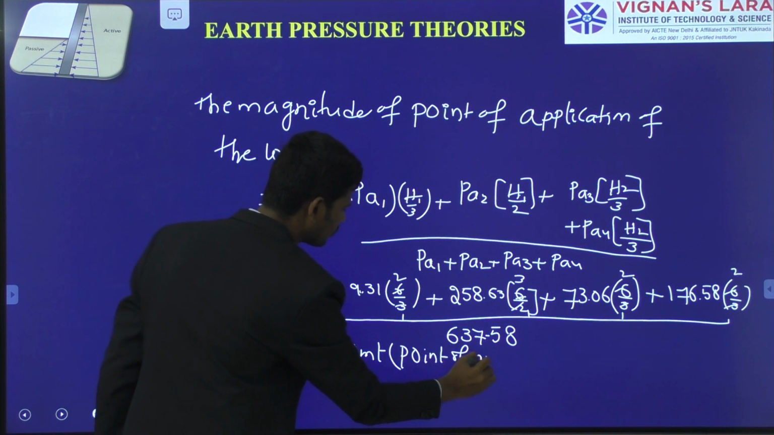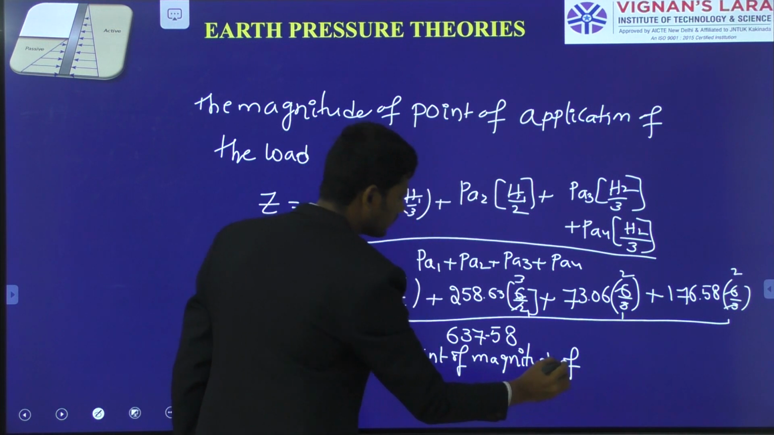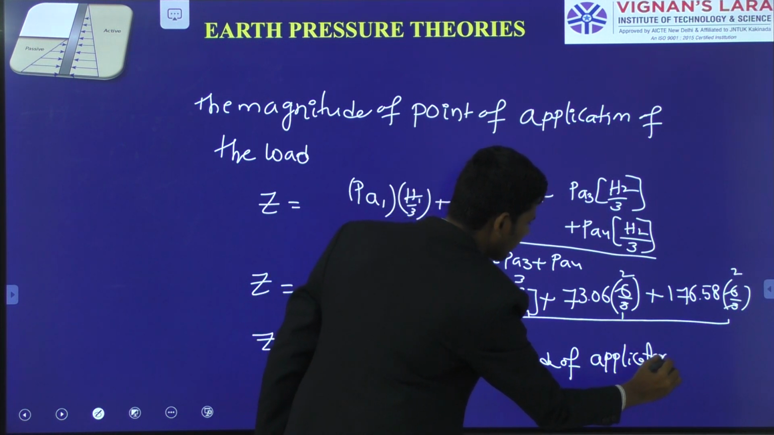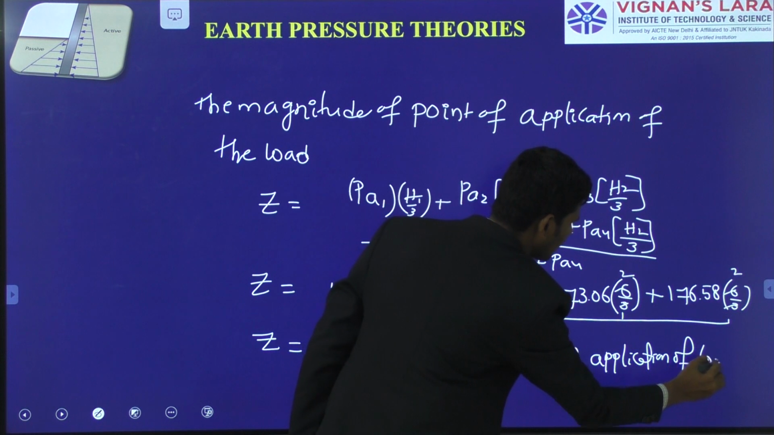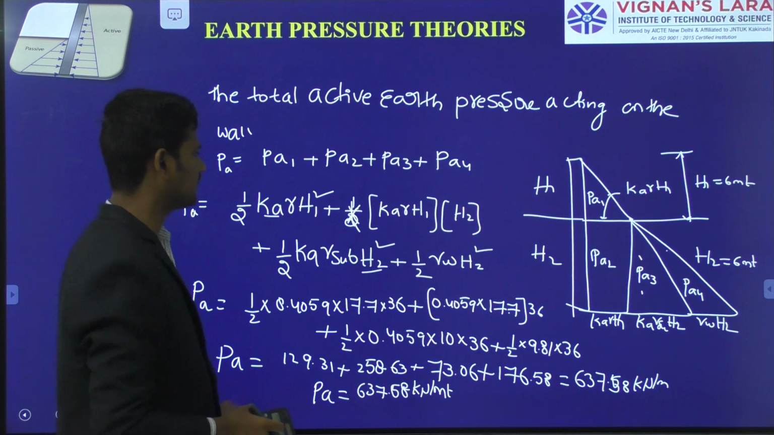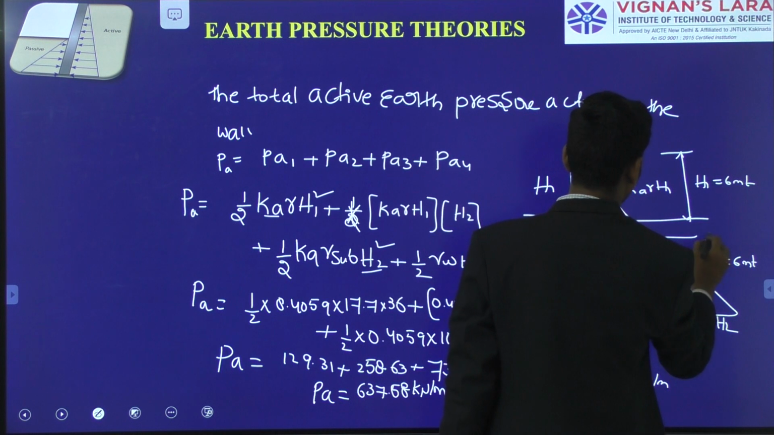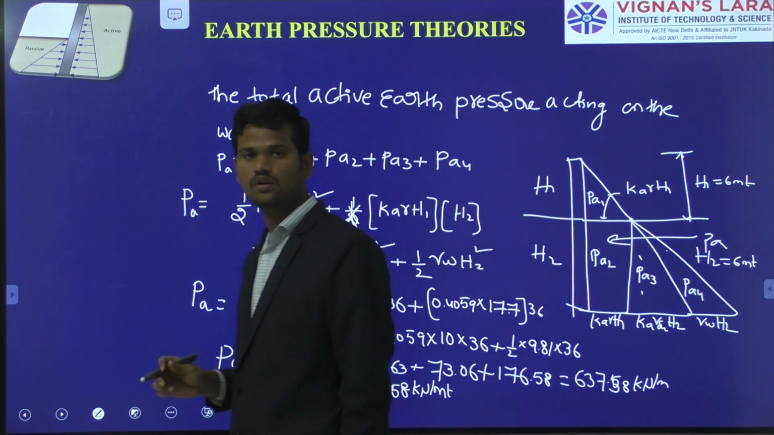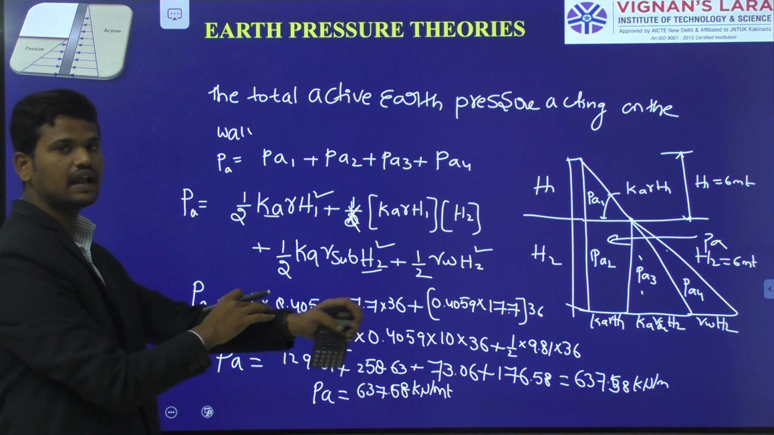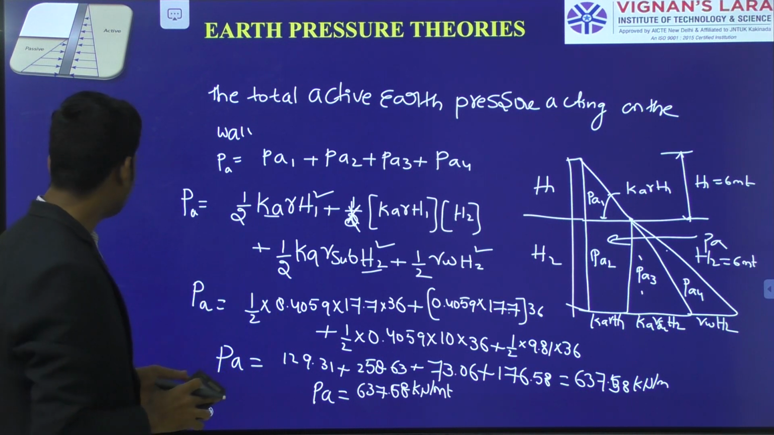This is the point of application of load or force per meter length of the wall. That means if you see here your retaining wall, for this retaining wall the total horizontal pressure may act at a height of 2.40 meters. Up to now, this is the problem of how we calculate the lateral earth pressure when the retaining wall is having two types of soil layers.